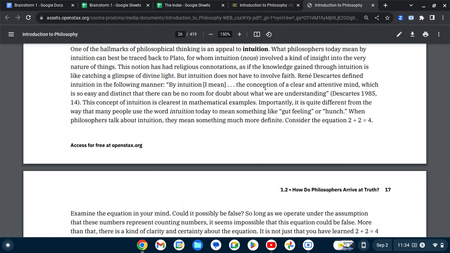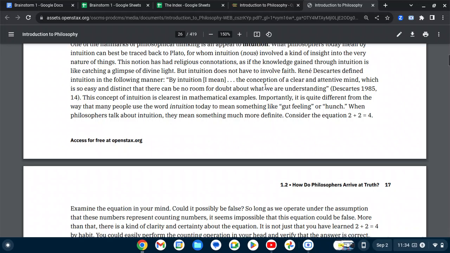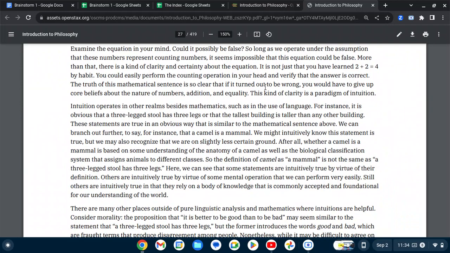Importantly, it is quite different from the way that many people use the word intuition today to mean something like gut feeling or hunch. When philosophers talk about intuition, they mean something much more definite. Consider the equation 2 plus 2 equals 4. Examine the equation in your mind.